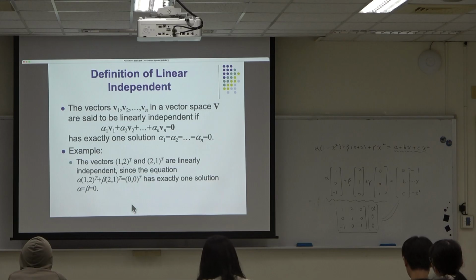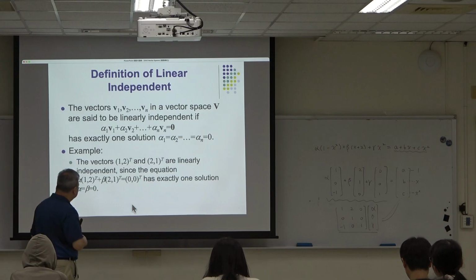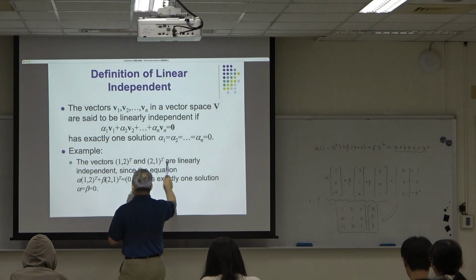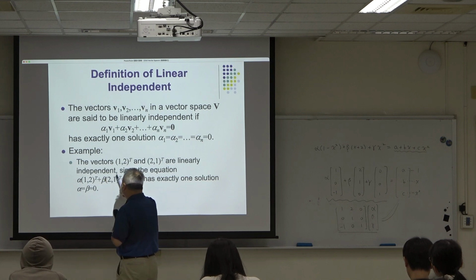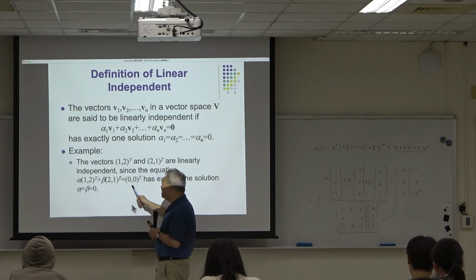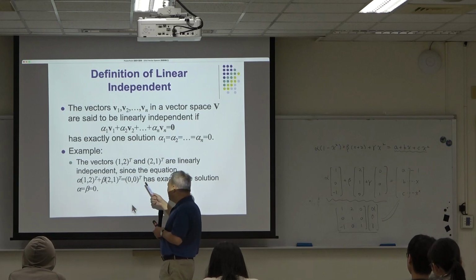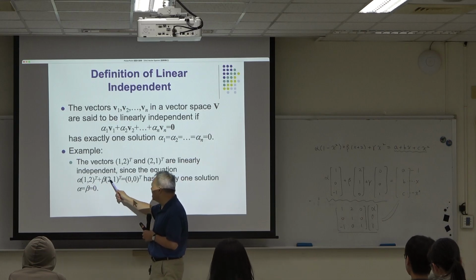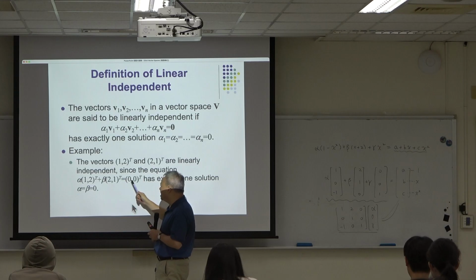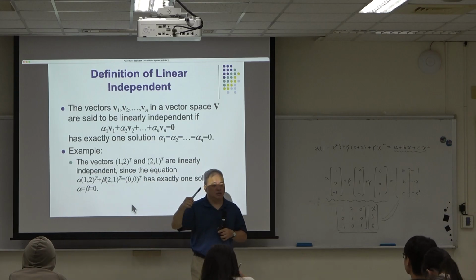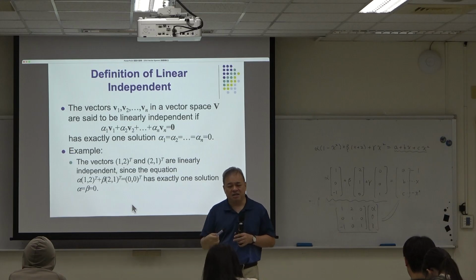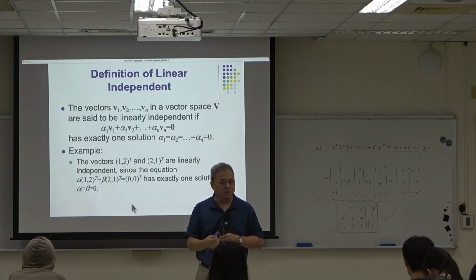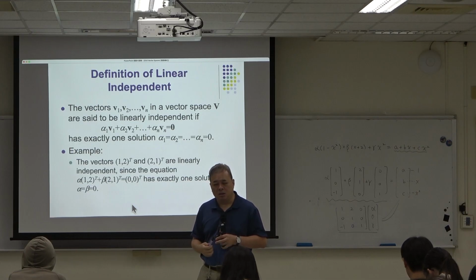So we can easily show, for example, that the vectors (1, 2) and (2, 1) are linearly independent. Why? Try to write it like this and solve it. It means alpha plus 2 beta equals 0, and 2 alpha plus beta equals 0. You can do a very simple calculation and find that the only possible solution is 0 and 0.